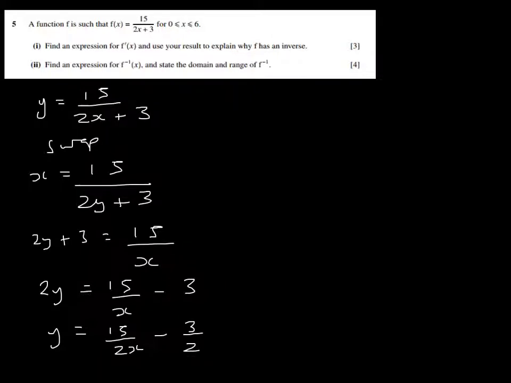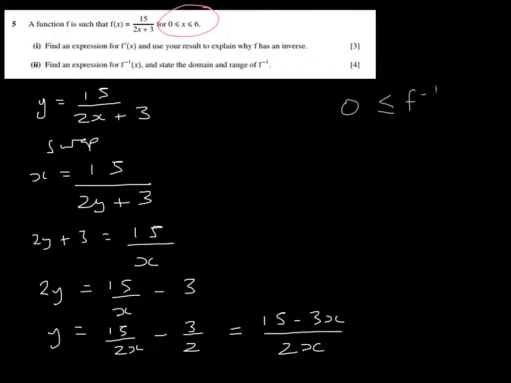If you wanted to make that as one fraction, you could. It would be 15 minus 3x all over 2x. But either one is fine. For the domain and the range, they've already given us the domain of the original function. So for the inverse function, that gets swapped around. So for us, we know that the inverse function, f of -1, has to be between 0 and 6.